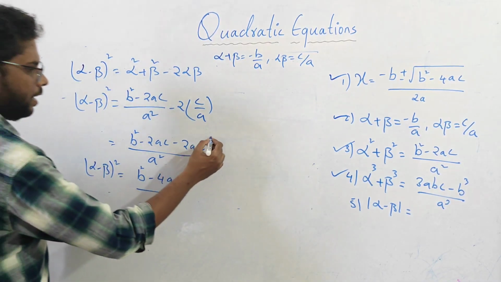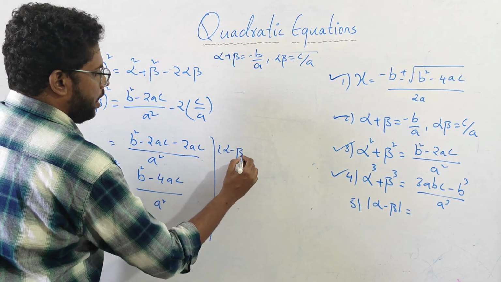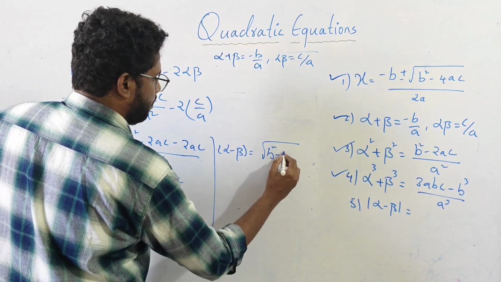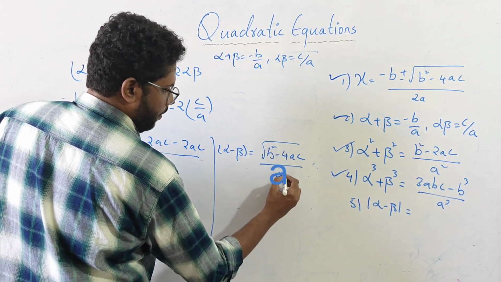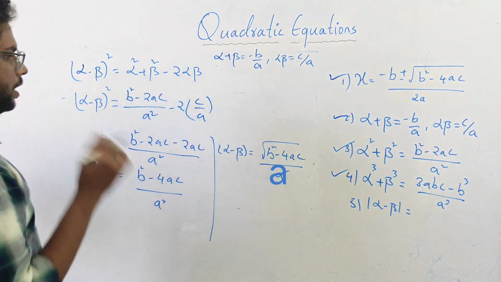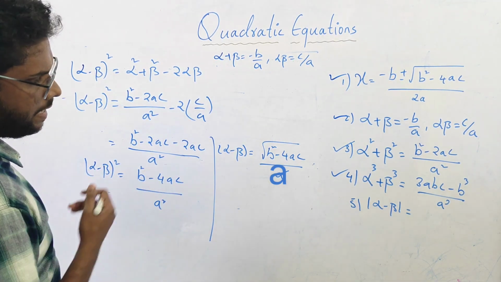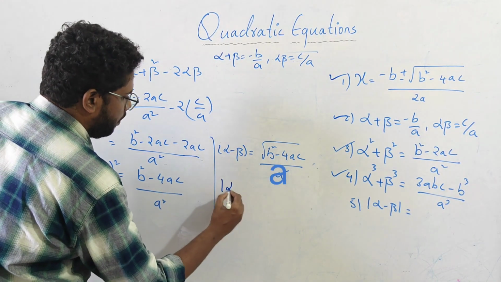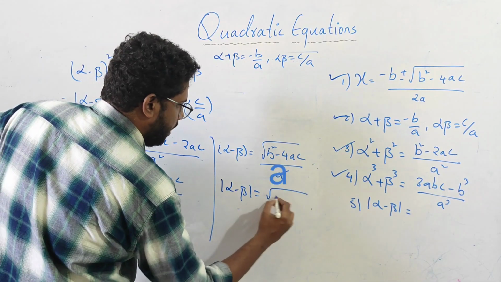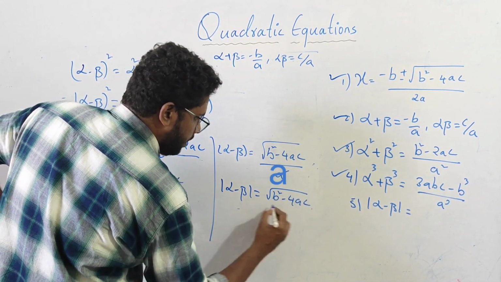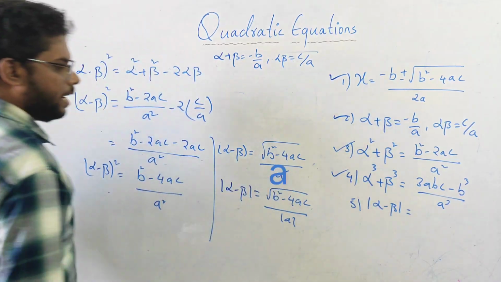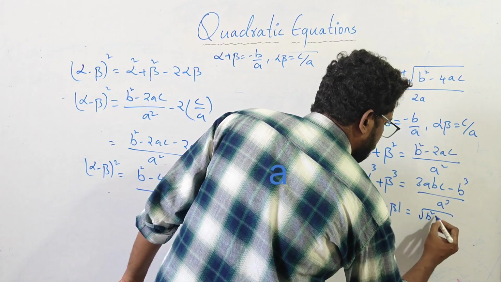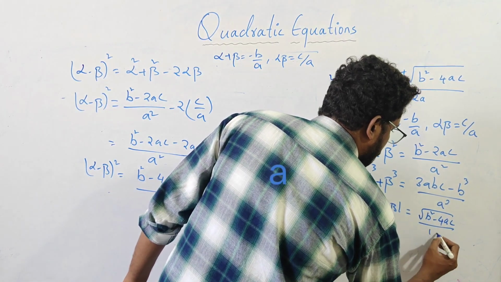If I take the square to that side, it becomes root. That is nothing but alpha minus beta equals under root (b square minus 4ac) by a square. Here I don't know which is the bigger value, alpha or beta, and we are taking the root on that side. So I will write it like this: mod of alpha minus beta equals under root (b square minus 4ac) by mod a, since a square can be written as mod a. So alpha minus beta is under root (b square minus 4ac) by mod a.